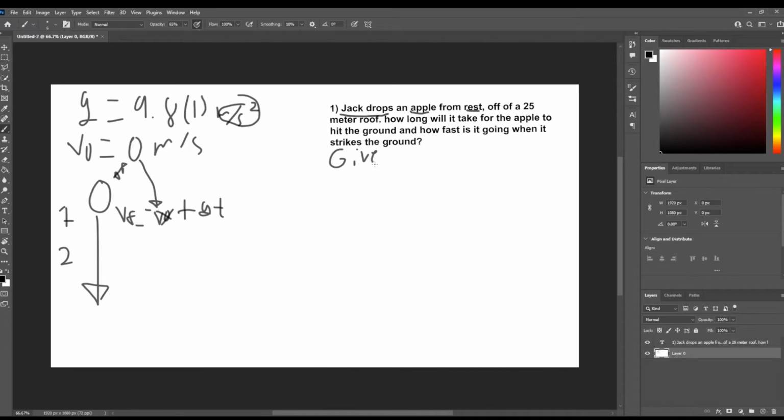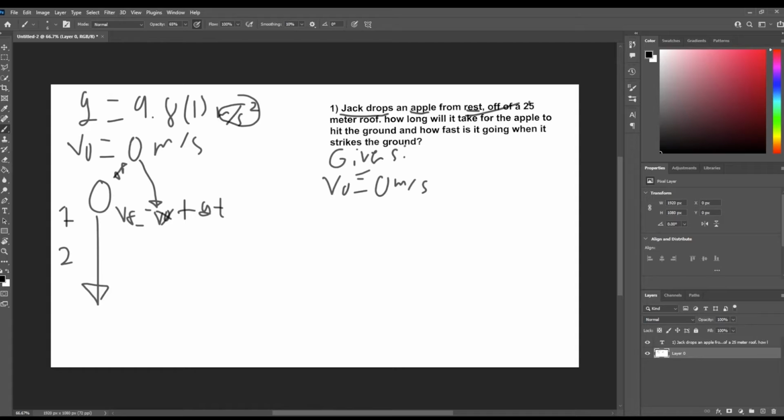So we'll write our givens for today's example. And now that we know it's from rest, so that v naught will equal 0. All these problems are going to have 0 meters per second, or not meters per second squared, my apologies. It would just have meters per second as v naught, so we're just going to leave that there.